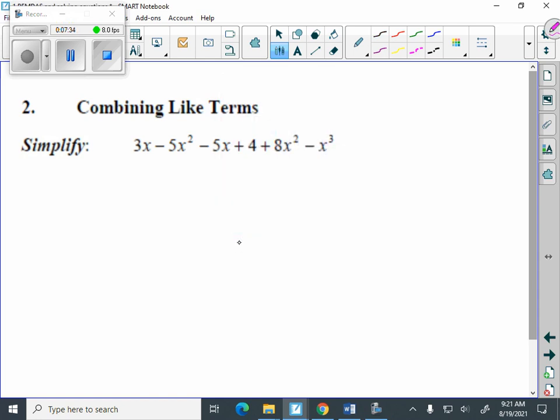If I start with 3x, I'm looking for only terms that have x's in them. Well, that one is a like term. And I'm going to show more steps than I usually do on these problems, just to show my work here. So we're going to put 3x minus 5x together.